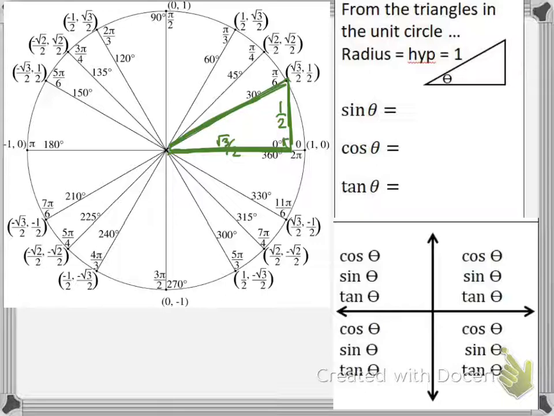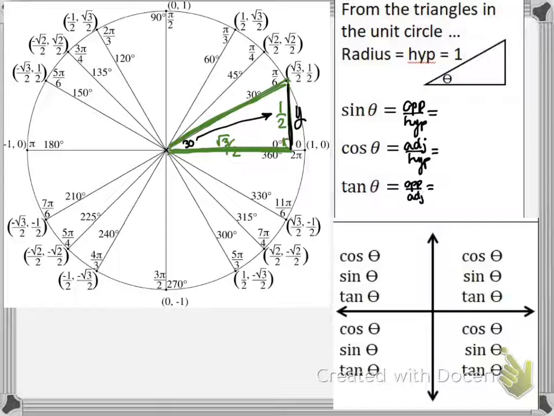But let's think about opposite and adjacent instead. Sine is always going to be the opposite leg over the hypotenuse. Cosine is going to be the adjacent leg over the hypotenuse. And the tangent is going to be the opposite over the adjacent. Let's see how that relates to this circle. If I'm looking at a 30-degree angle here, and I wanted to find the sine of that angle, I would say, what's opposite from that? 1/2. And since 1/2 is up and down, it's the y value.